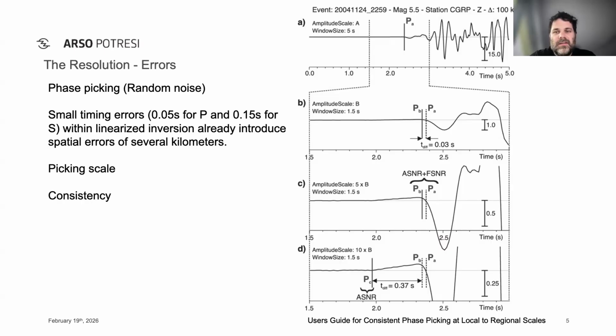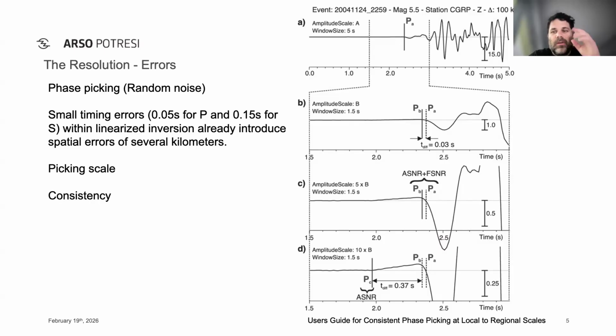So there are several causes of picking errors. Of course, human analysts are subjective and can suffer fatigue. You know, there is an aftershock sequence or a swarm sequence. You have thousands of earthquakes. It's just impossible to pick the phases of all these events without starting to do some silly stuff.